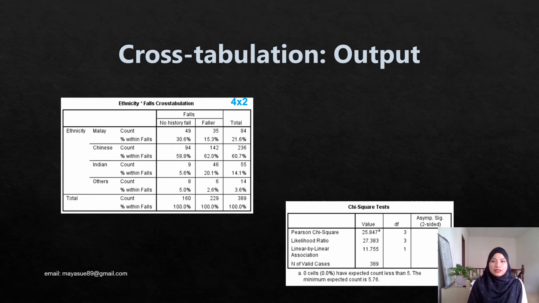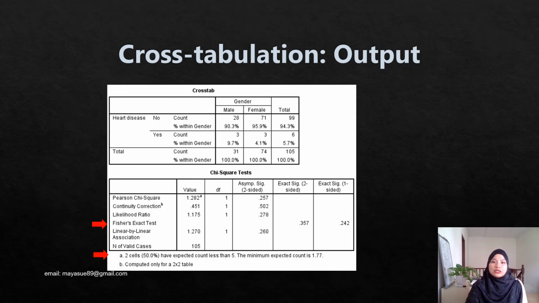And then this is the 4x2 table. As I said, it is possible to run a chi-square test for categories with more than two groups. But the outcome will be slightly different, where there is no Fisher exact test option here. It only provides you the Pearson chi-square test. So when are we using a Fisher exact test? This is an example of Fisher exact test.